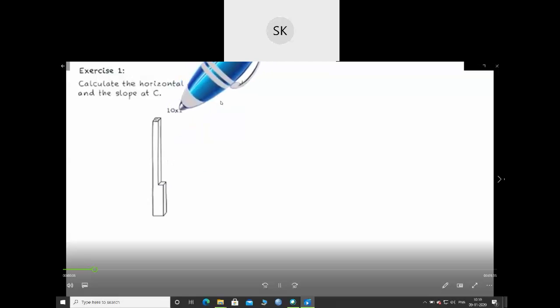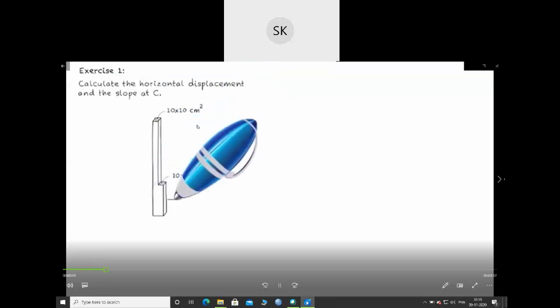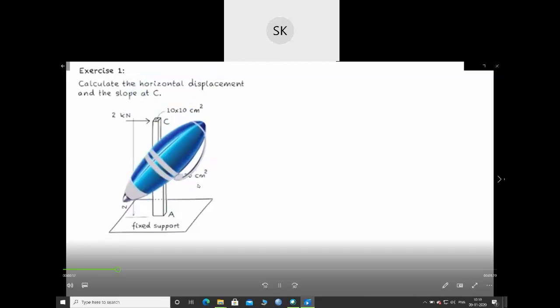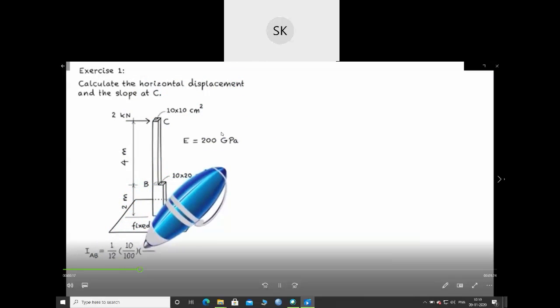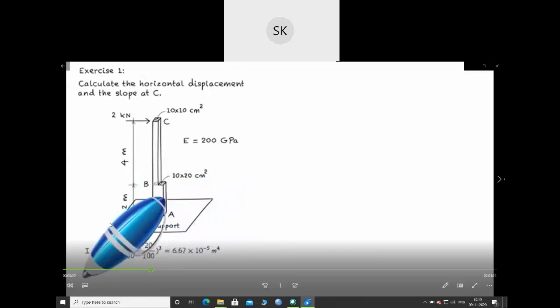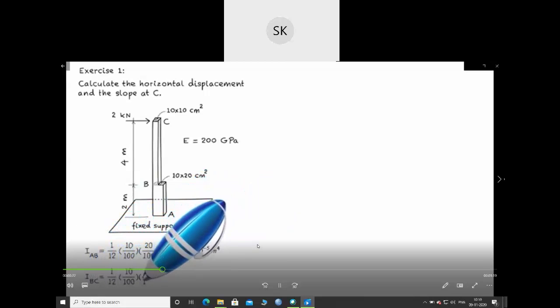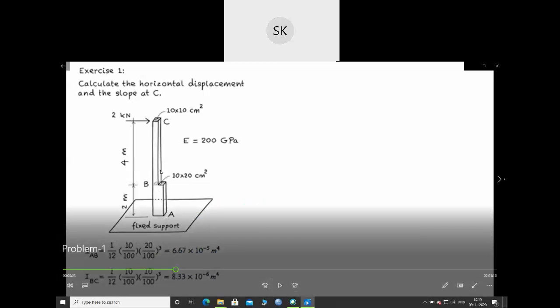Carefully see the solution of the problem. Okay. This cross section is 10 by 10 and this cross section is 10 into 20. And E is 200 GPa. First they have found out the I value, moment of inertia. There will be two moments of inertia for this part AB, as there is a difference in cross section. So the I value for this part and this part will be different. As it is a rectangular section, I will be bd cube by 12.